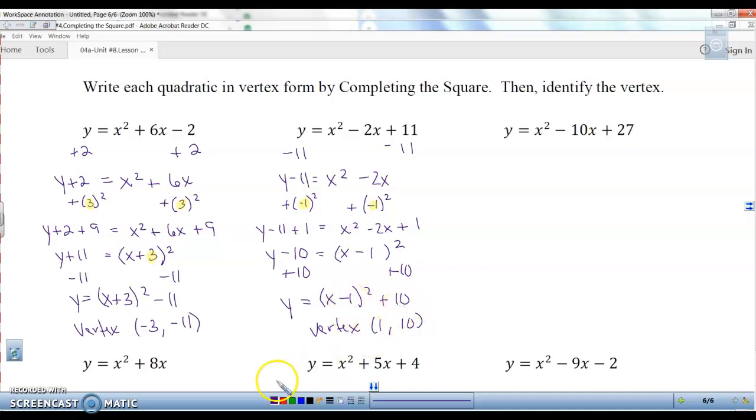Opposite sign, same sign. All right, so maybe I'll have you do a couple more of these tomorrow, but right now, that's the general idea for completing the square.